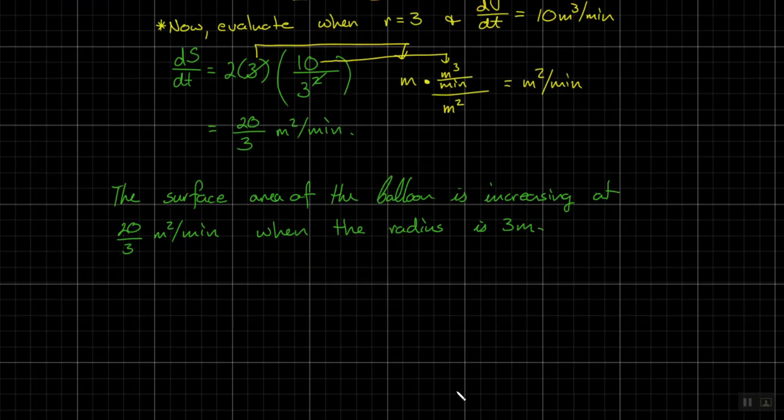For our contextual answer, I'm going to stress this over and over, because if you just say it, they will not give you credit for it. I probably would, because I'm not a monster like the College Board. I mean, I am a monster, but nowhere near like they are. The surface area of the balloon, be super specific, is increasing at that rate, meter squared per minute, when the radius is 3 meters.